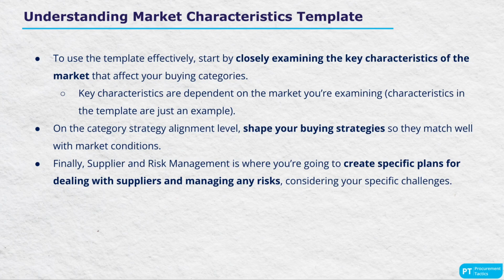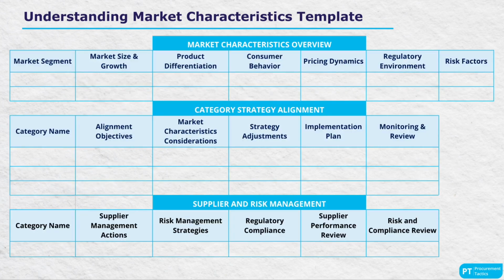On the category strategy alignment level, shape your buying strategies so they match well with market conditions. Finally, supplier and risk management is where you are going to create specific plans for dealing with suppliers and managing any risks, considering your specific challenges. Here's the template to try it out.